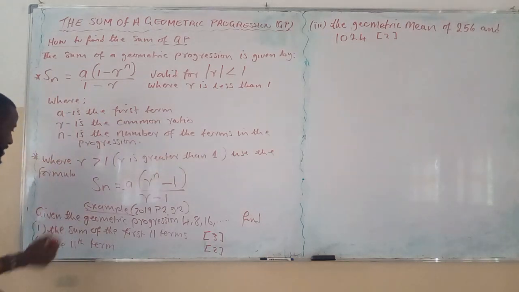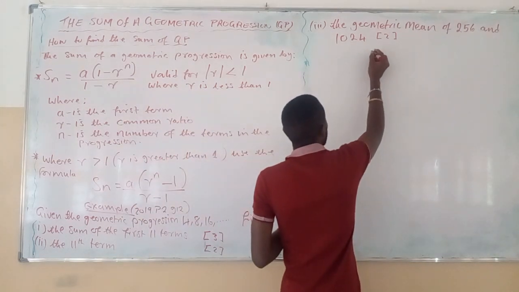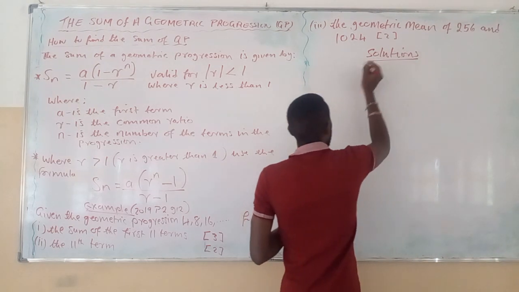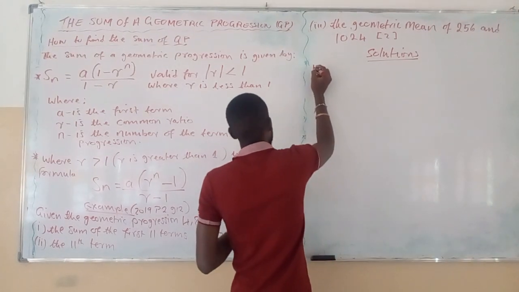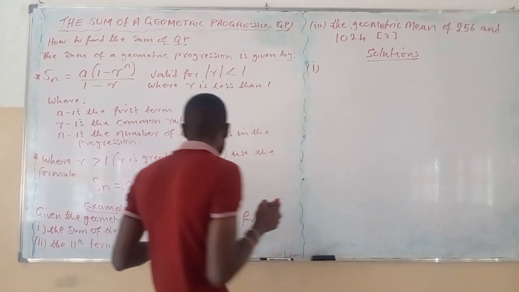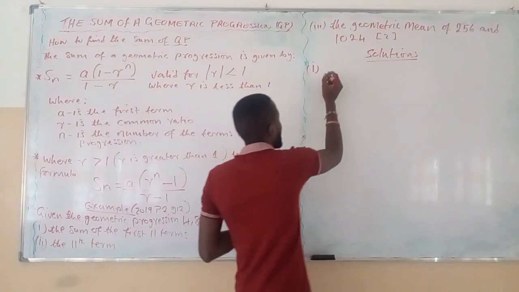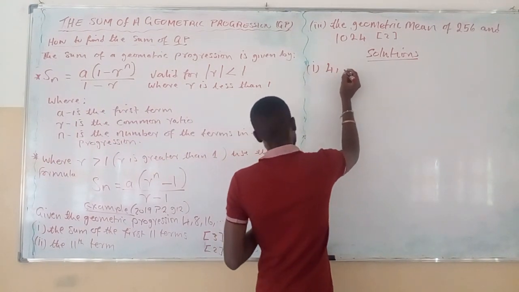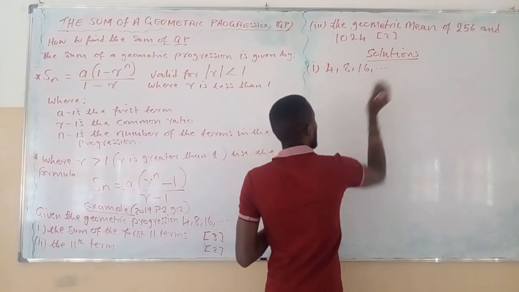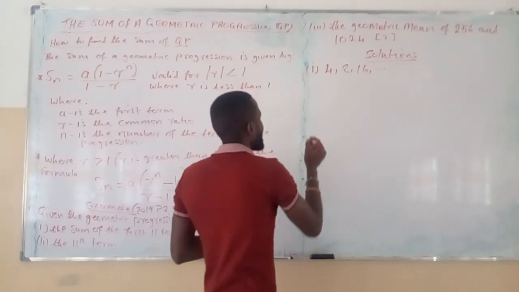Now let's begin by answering question number 1. Solutions. We start with question Roman numeral 1, which is the sum. We need to find the sum of the geometric progression. Before we find the sum, let us write the terms that they have given us: 4, 8, and 16. Now we need to find the sum, so let us write the formula first for finding the sum. Okay?